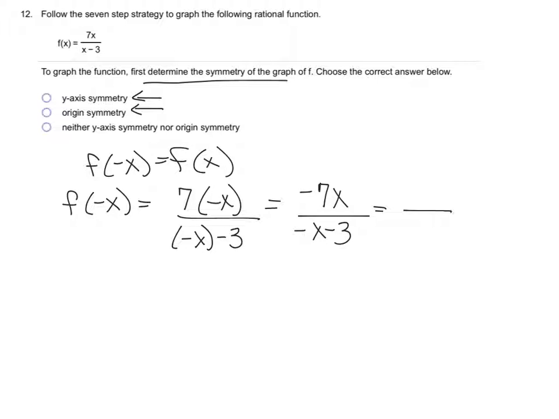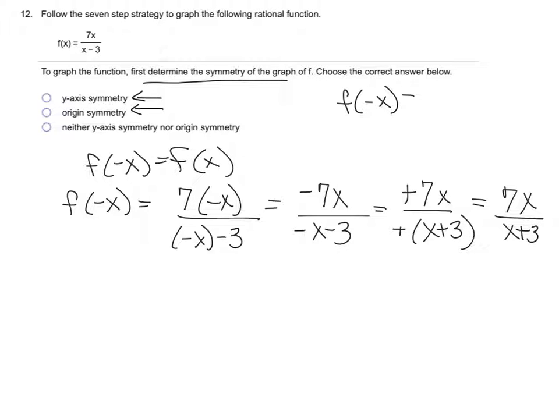I can factor out a negative from the denominator, and I get negative times x plus 3, and for the numerator, I still have that negative 7x. Lastly, a negative divided by a negative is a positive, so this simplifies to 7x divided by x plus 3. So f of negative x is 7x over x plus 3.